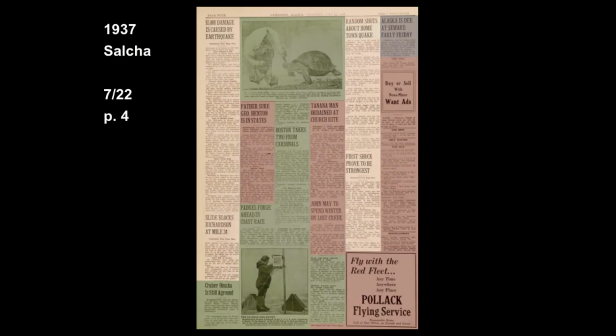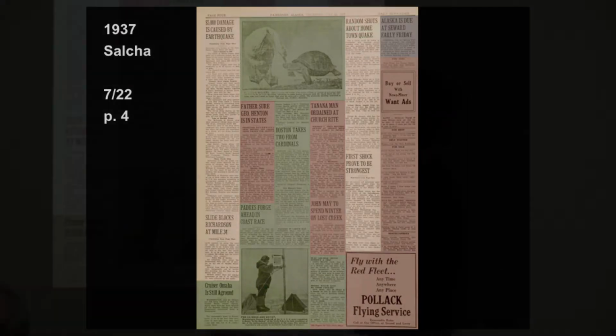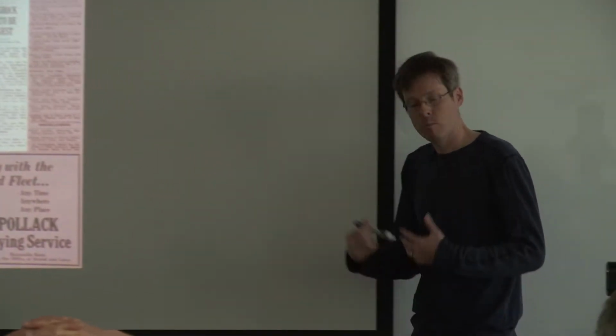So this is page 4 of the same day. Random shouts home about earthquake, first shock, slide at mile 31. If you have a magnitude 7 in Salcha, this gives you some idea, it's going to dominate the news for many, many days. And that's what we see here. That's an easy way to imagine how big that story is.